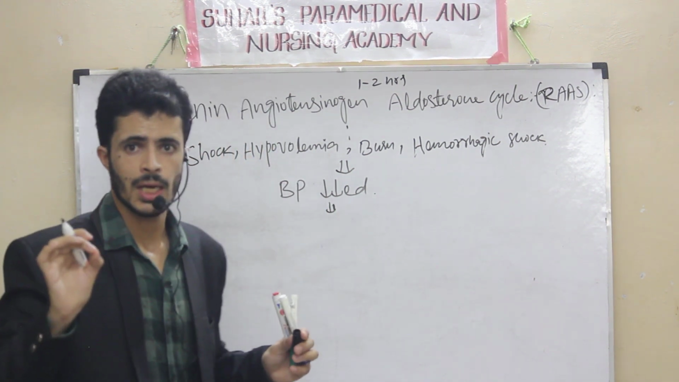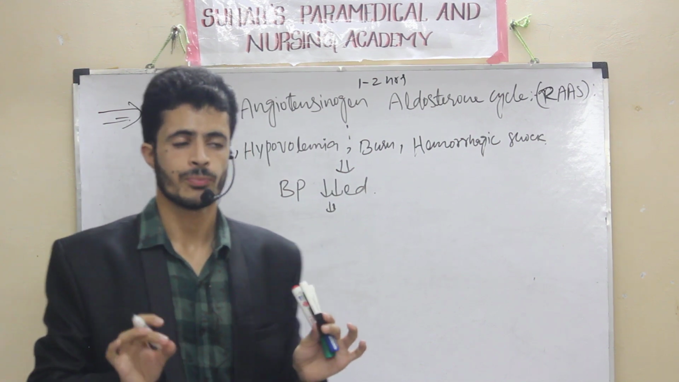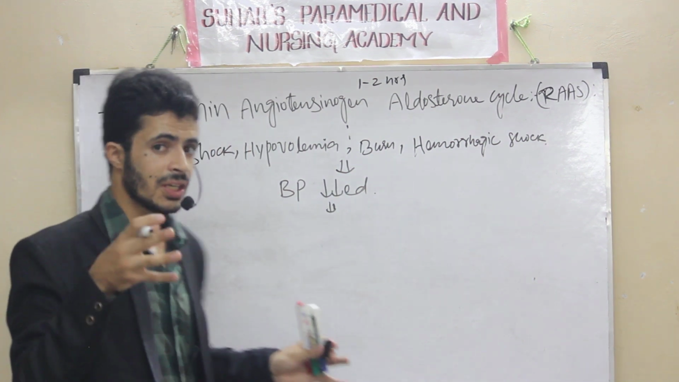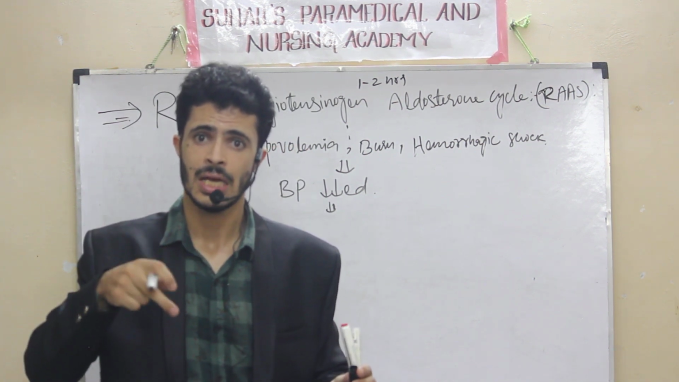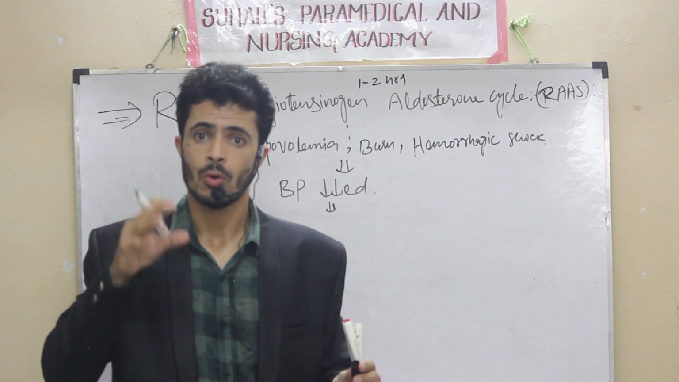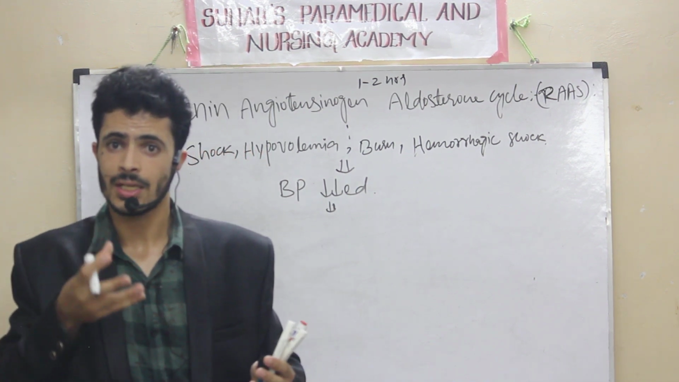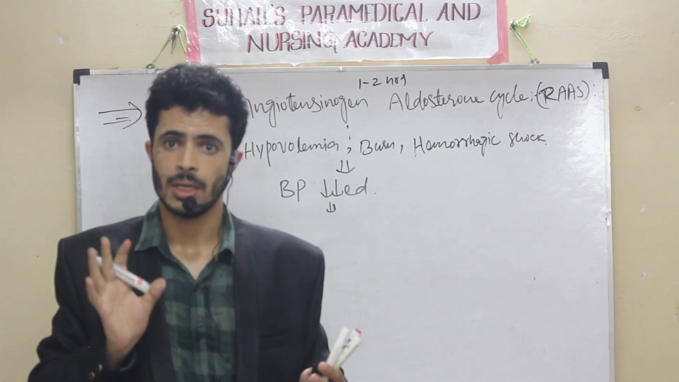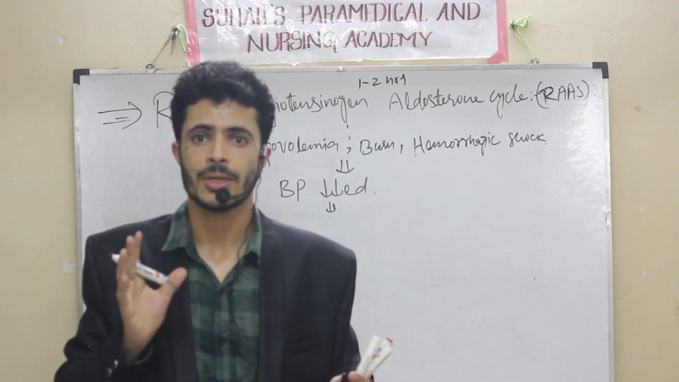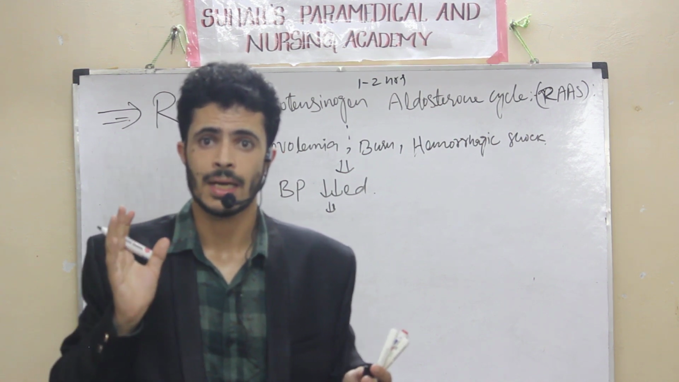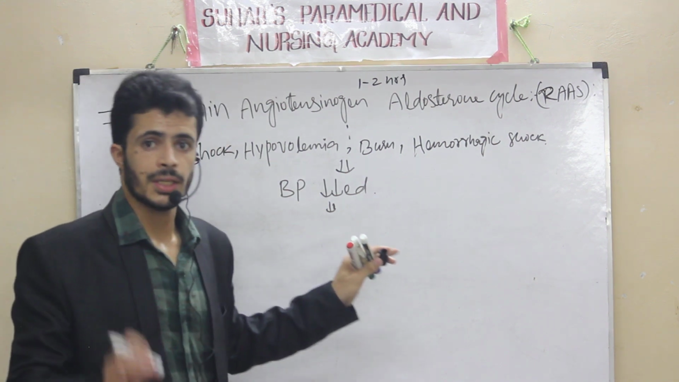In our body there is a special excretory organ called the kidney. The kidney has a mechanism. Inside the kidney there are receptors that can identify that there is a decrease in the pressure of the blood. They are very sensitive to blood pressure and to electrolyte balance. If there is a decrease in the sodium level, the kidney will definitely get stimulated.